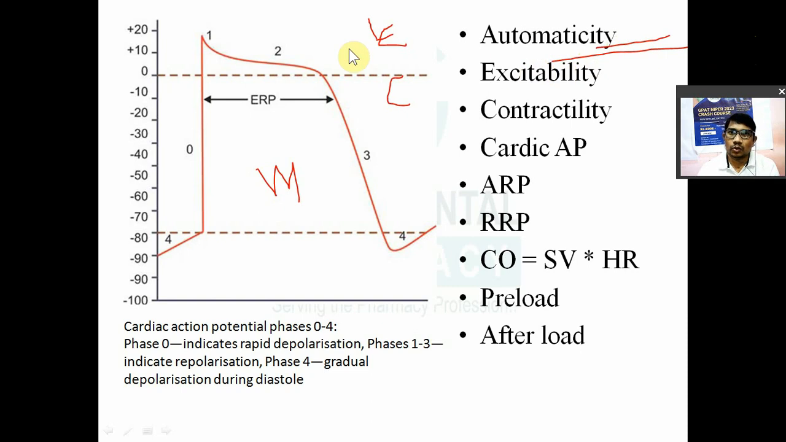So it is a property of a cardiac cell to undergo spontaneous diastolic depolarization. That means one depolarization will happen and after that the next depolarization will happen automatically. That is known as automaticity. It is a property of a cardiac cell to undergo spontaneous depolarization.